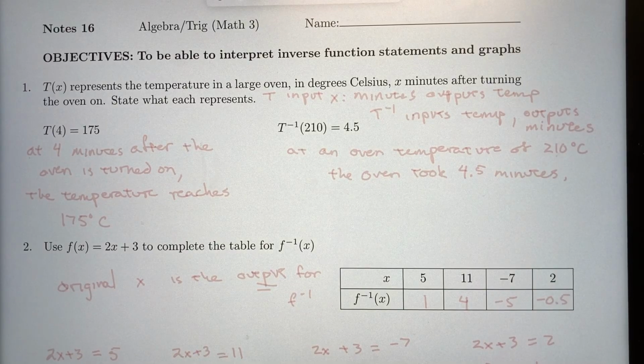So the key to this is T has input X, which is minutes, and outputs a temperature. So T inverse inputs temperature and outputs minutes.